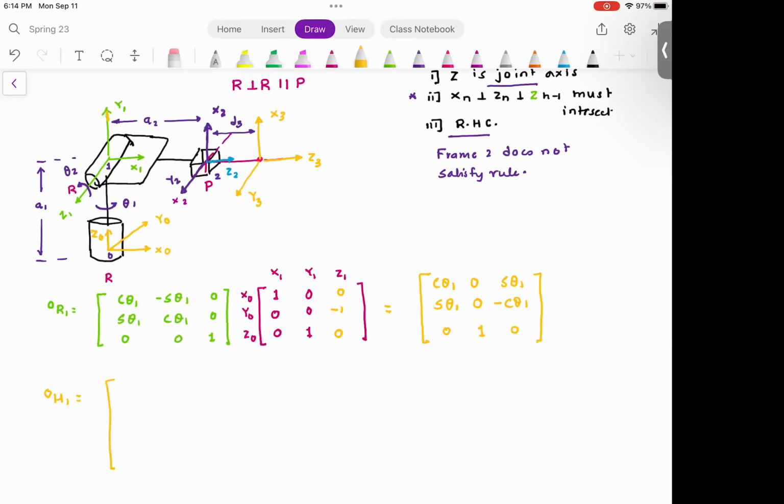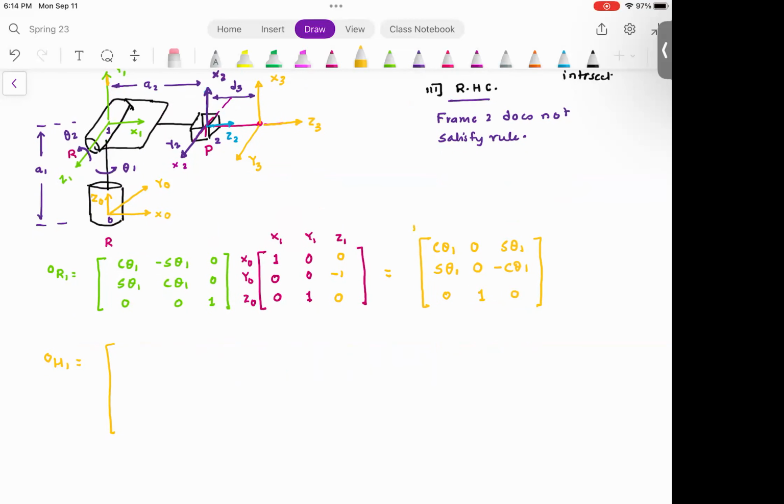Now what I need to do is write 0H1, which is the most important transformation, the homogeneous transformation. In the homogeneous transformation, this matrix, 0R1, needs to be copied: cosine theta 1, 0, sine theta 1; sine theta 1, 0, minus cosine theta 1; 0, 1, 0; 0, 0, 0, 1. And here I should have x, y, and z along x0, y0, z0. So this is the distance between the zeroth and the first frame, measured along x naught, measured along y naught, measured along z naught.